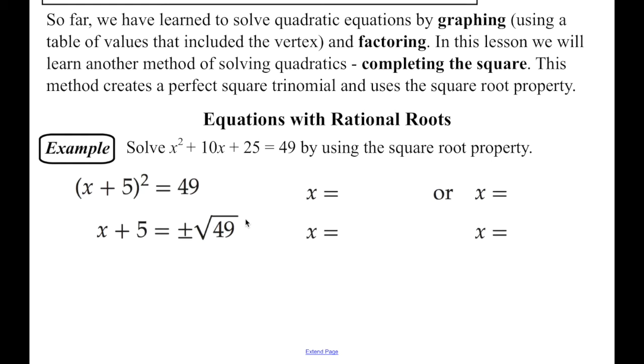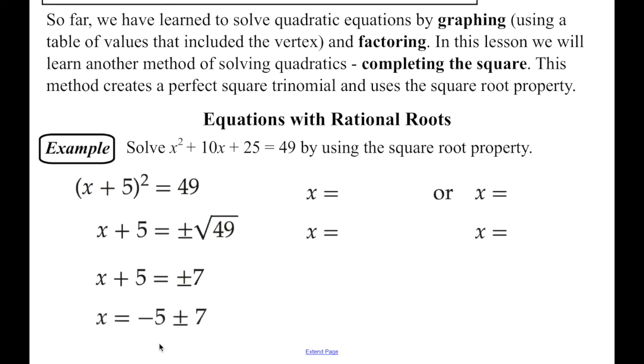Now, remember when we're solving equations for x, when we take the square root of a number from now on, we're going to have to take both the positive and the negative values, because we know that if we take negative 7 squared, we get 49, or positive 7 squared is 49. So we're going to use both of those answers. Then we're going to subtract 5 from both sides. We took the square root there, so plus and minus 7.